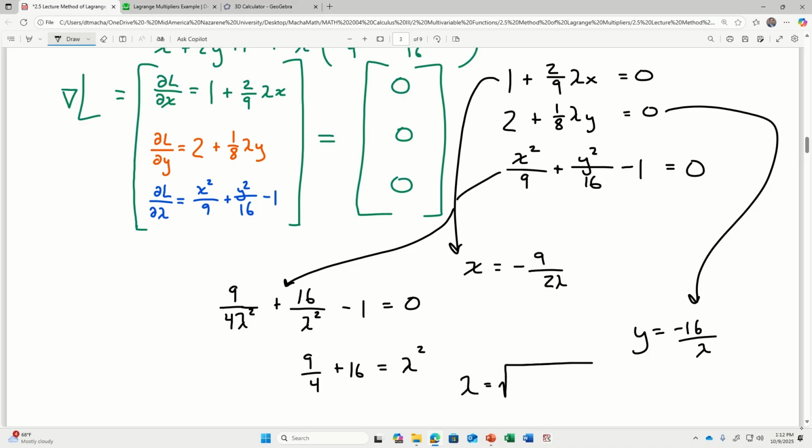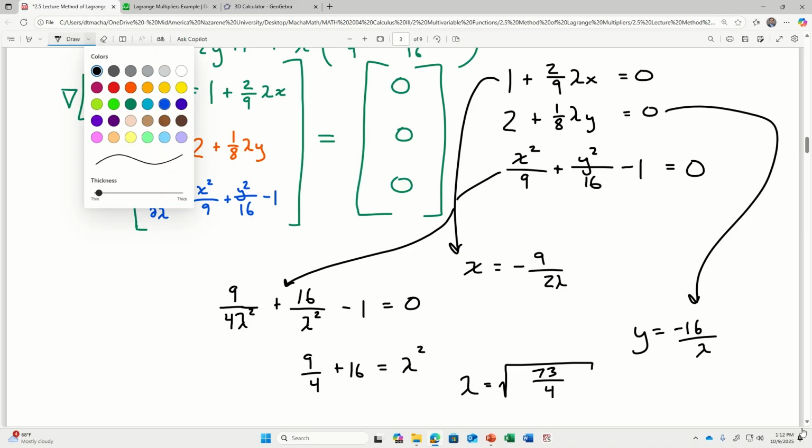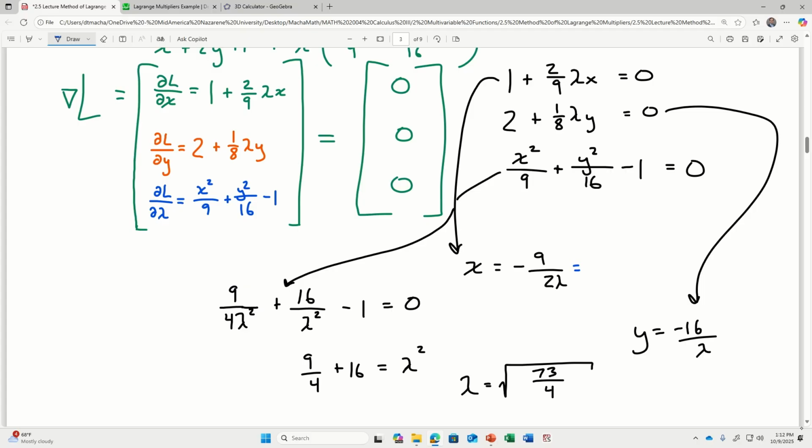And so lambda is going to be the square root of 9/4 plus 16. 16 is 64/4, so that's 73/4, I think. Okay, and now that I know lambda, I can go back to x and say, well, x is negative 9 over 2 times that ugly number, and y is negative 16 divided by that ugly number. And so I can figure out what x and y are.